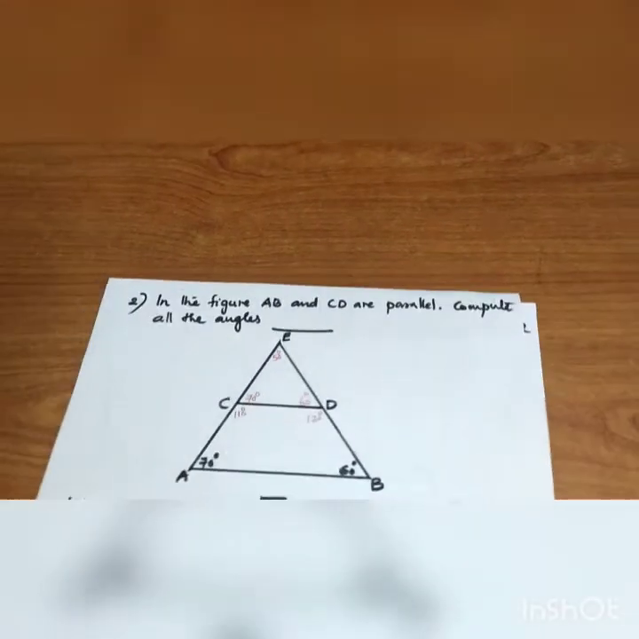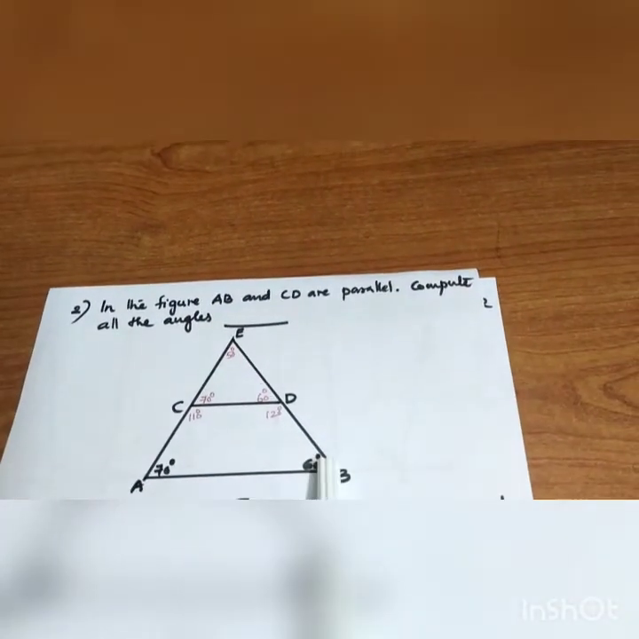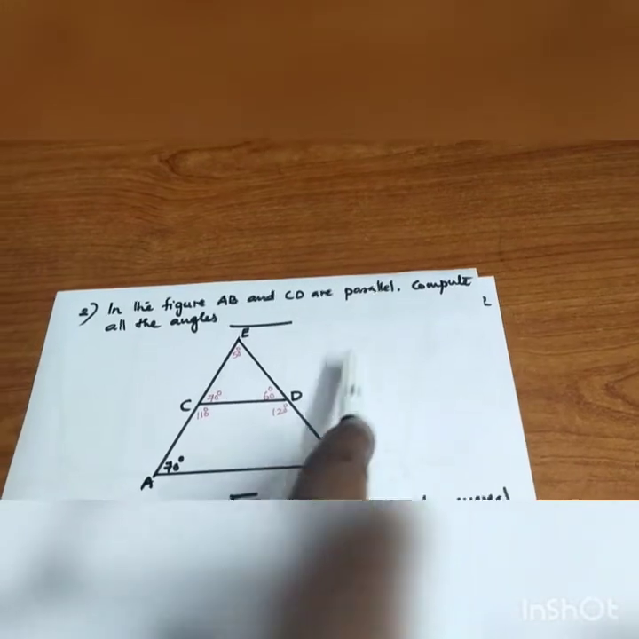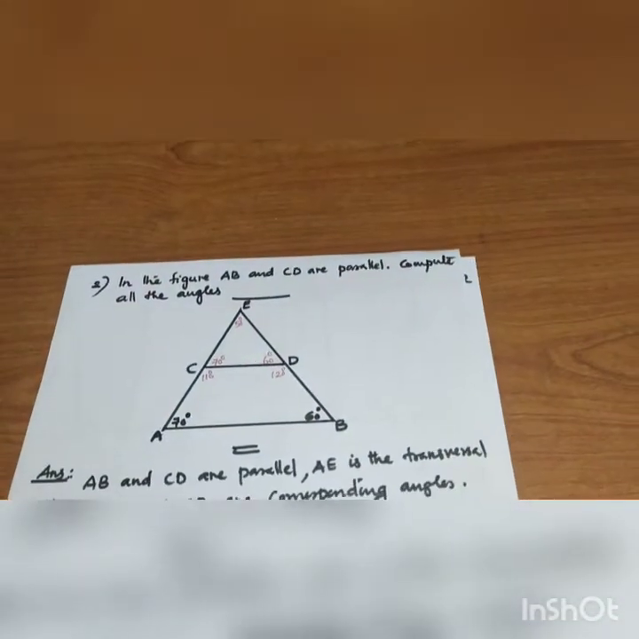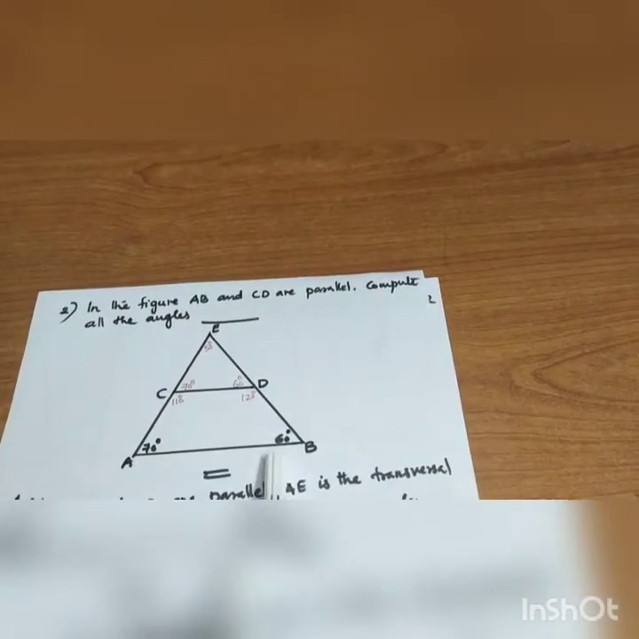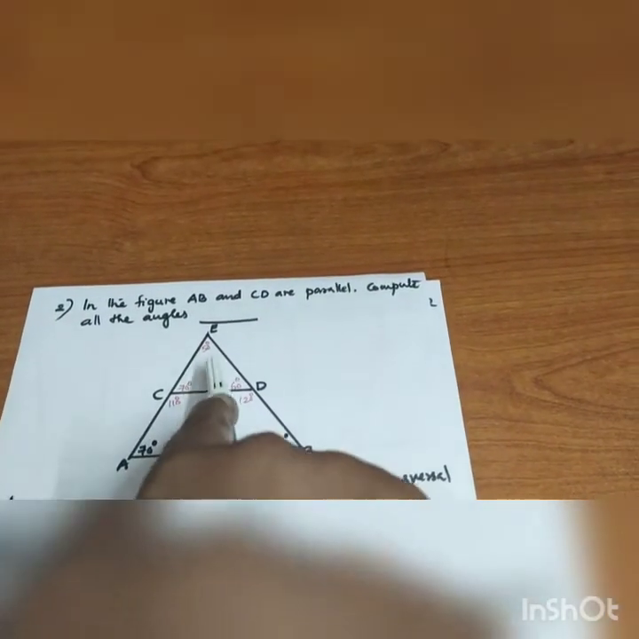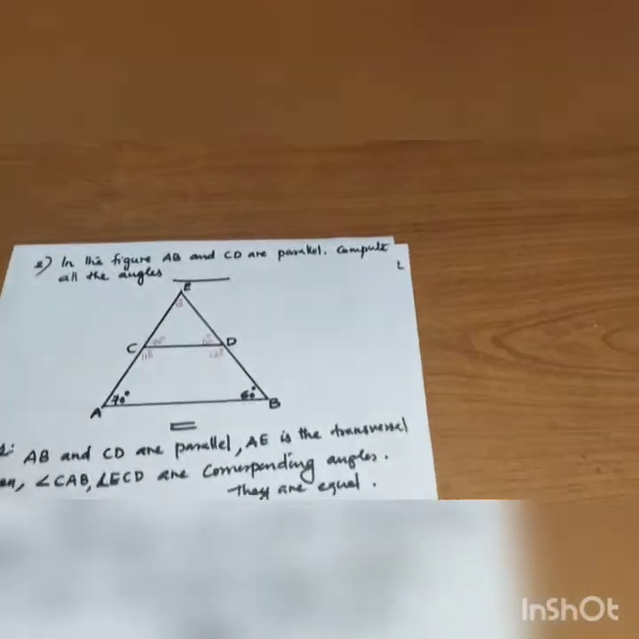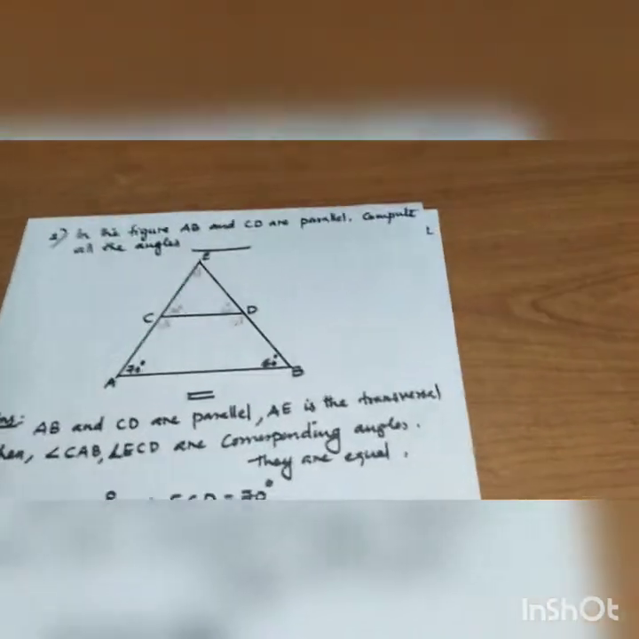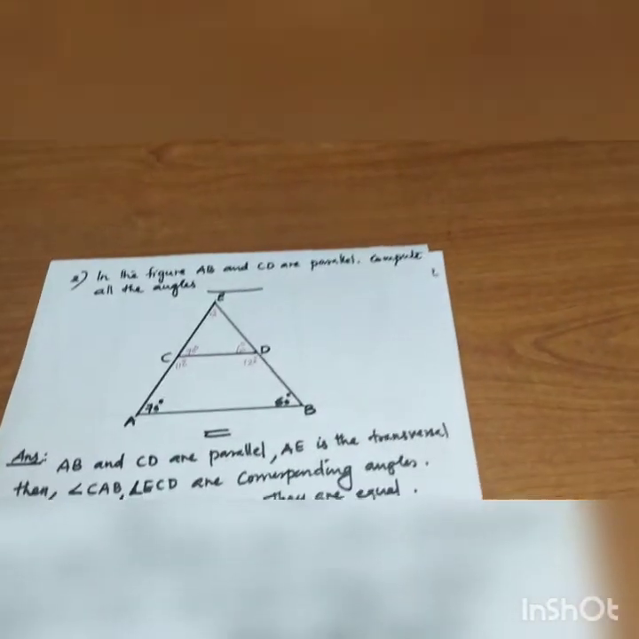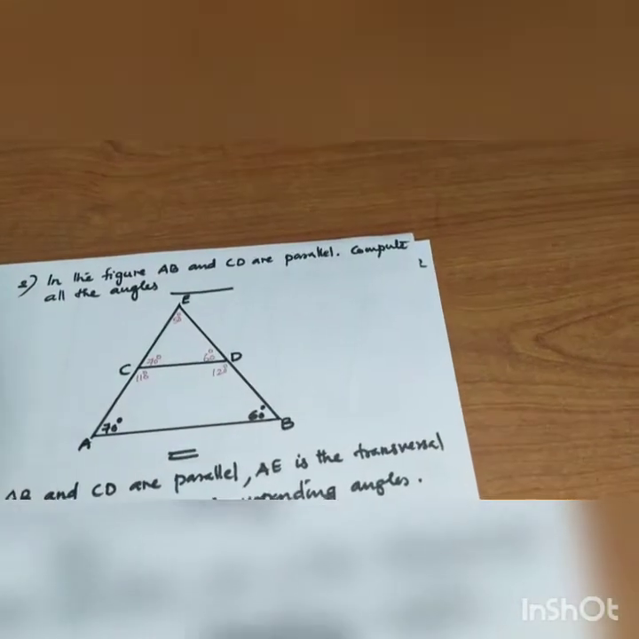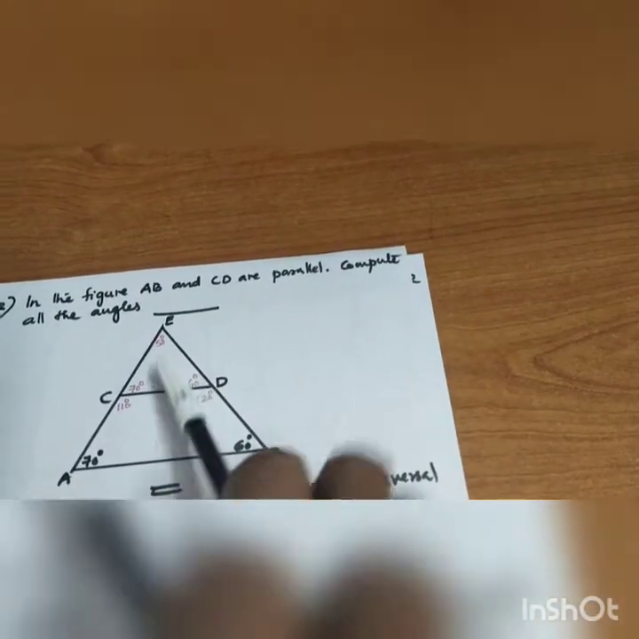The next question is, in the figure, AB and CD are parallel. Compute all the angles. The given angles are marked as black letters and the angles which we find are marked as red letters. Here AB and CD are parallel.